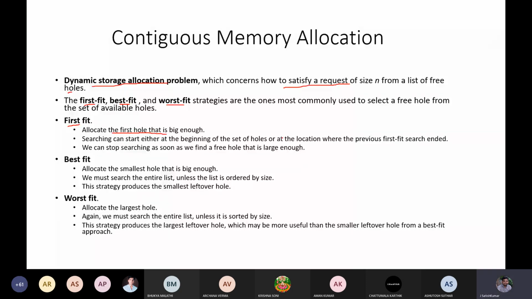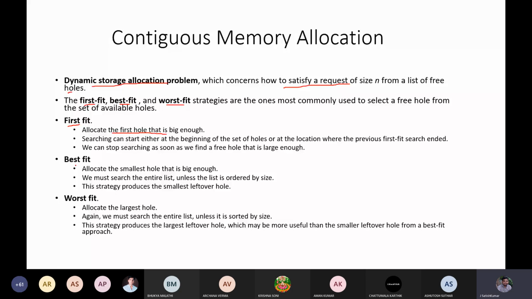Whichever comes the first satisfying block, you allocate it. Searching can either begin from the start of the list or from the location where the previous first-fit search ended. We can stop searching as soon as we find a large enough hole.